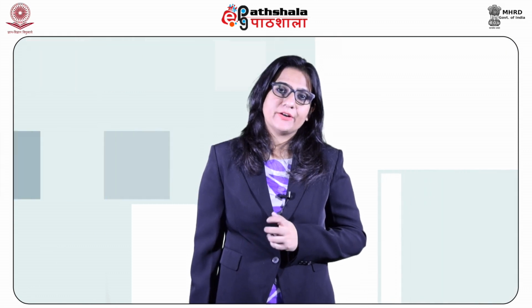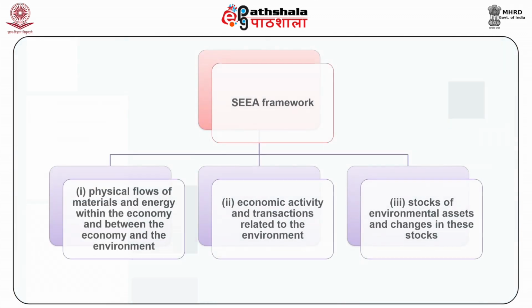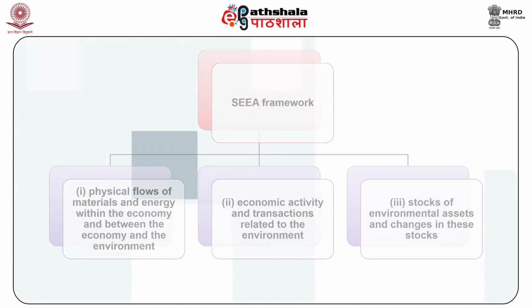The accounting rules of SNA are adopted for coming up with the SEEA central framework. Economic activity involves production and import of goods and services that are consumed by households, enterprises or government, saved for future use or exported to the rest of the world. Thus, the SEEA framework consists of three parts. First, physical flows of materials and energy within the economy and between the economy and the environment. Second, economic activity and transactions related to the environment. And third, stocks of environmental assets and changes in these stocks.